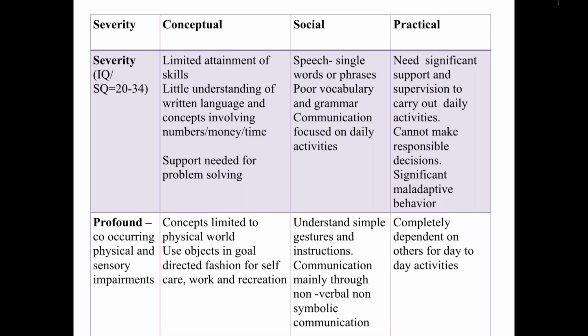These are the children who commonly have other severe brain damage, and comorbid conditions like seizures are much more common in children with severe and profound intellectual disability. And they may only be able to understand simple gestures and instructions. They may not even be able to communicate verbally, so mostly they use non-verbal or non-symbolic communication. They're completely dependent on others for their day-to-day activities.